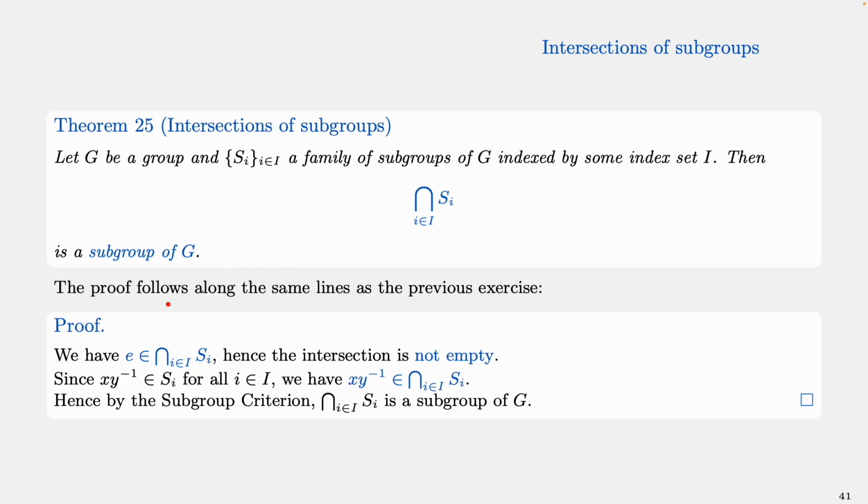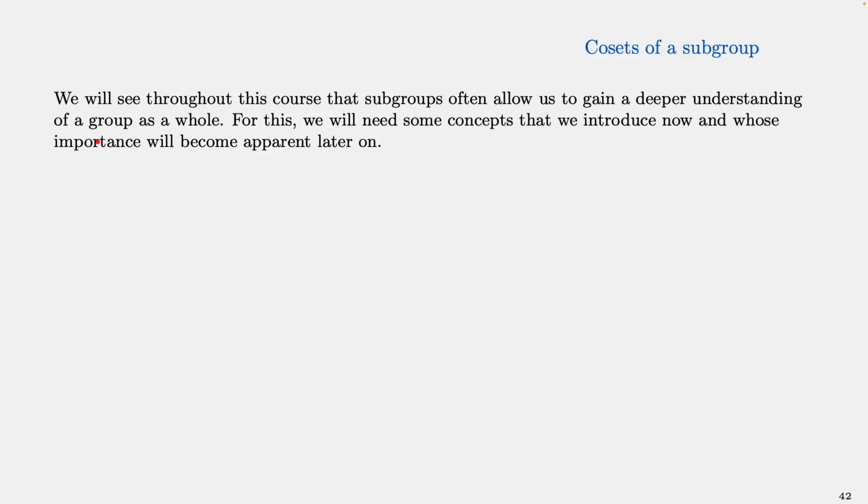And the proof is basically the same as the previous exercise. So first you check that the neutral element is contained in the intersection because it's contained in each individual subgroup, so it's not empty. And then you remind yourself that by the subgroup criterion for each of the individual subgroups, the product x times y inverse is contained in each individual subgroup, and hence it must be contained in the intersection. And you can apply the subgroup criterion to find that the intersection is a subgroup of G.